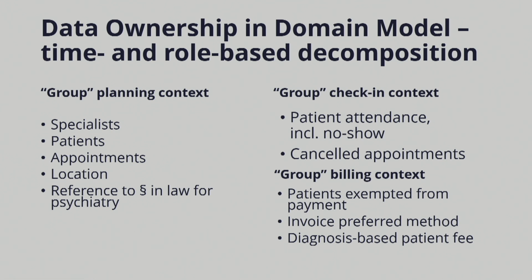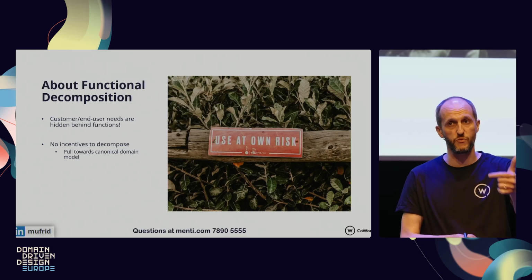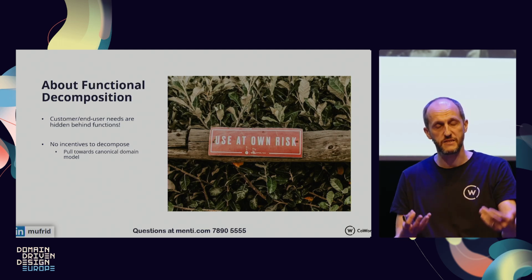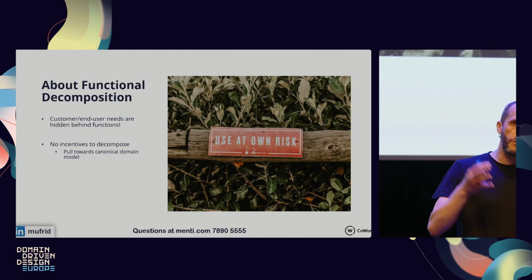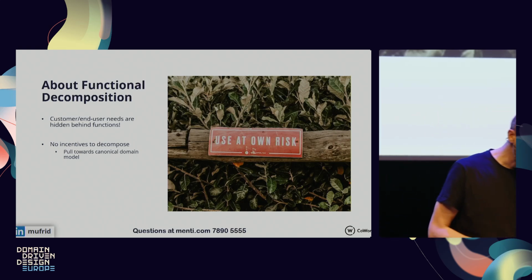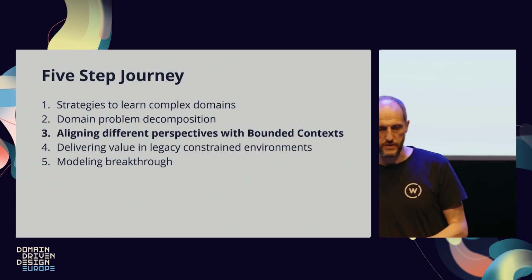Okay, great. So the thing we learned there is, can we at least try to move away from functional decomposition? Because we don't understand user needs when we are modeling around functions. They're hidden behind functions. Why are you planning the groups? Why are you doing check-in? Why are you sending invoices? There is some reason behind it, you don't see it. And we are pulled towards this canonical domain model. So we wanted to avoid this one. Okay, so what did we do? What were our bounded contexts?